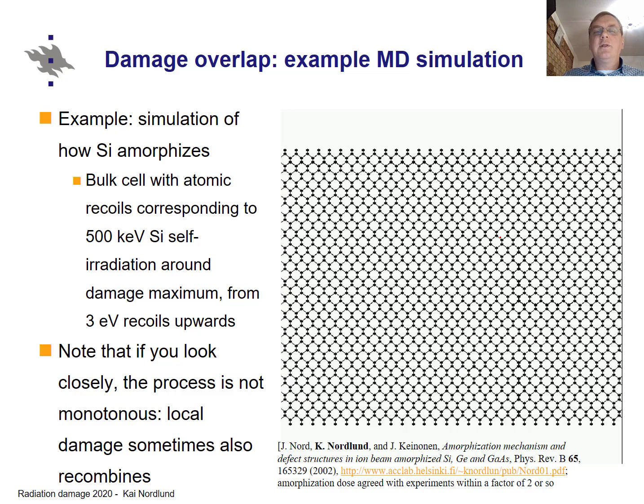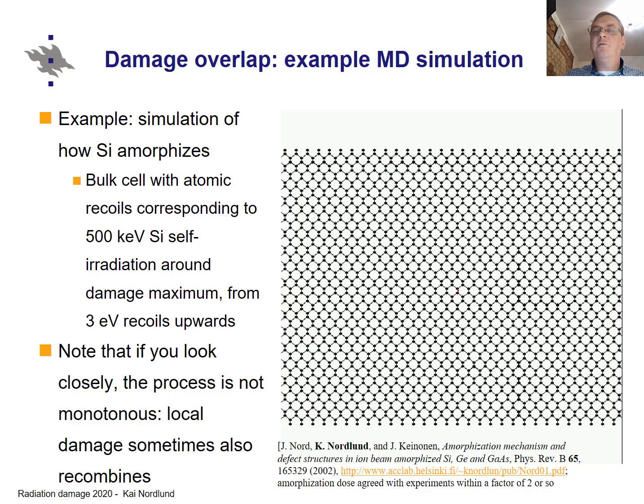To give an example of what this may look like, this is a computer simulation done in our group around the year 2000, where we took silicon crystal and kept irradiating it with self-recoils, which corresponded to the recoil spectrum of 500 keV silicon self-irradiation. There was experimental data available for a similar irradiation condition. And when we start running this, we'll see how damage builds up in silicon until amorphization.